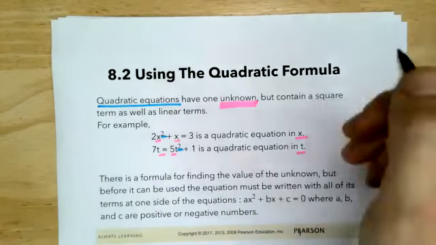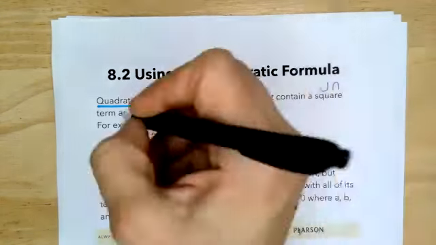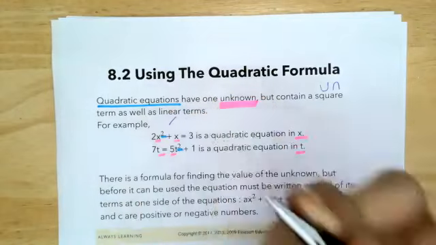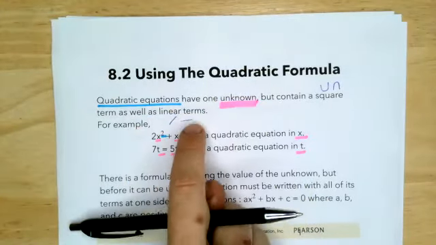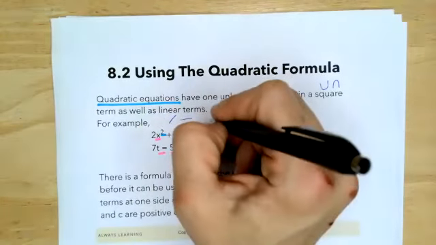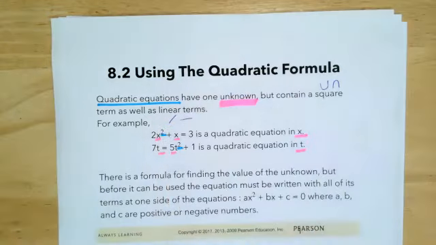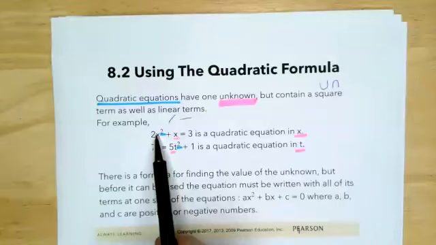Square terms, when you graph them, make shapes like this. Linear, just think line, makes a line like this or like this. So x is linear, 3 is linear, because if I just said x equals 3, it would look like this. If I said y equals 3, it would look like that, right? So these two terms are linear. This one is a square term.